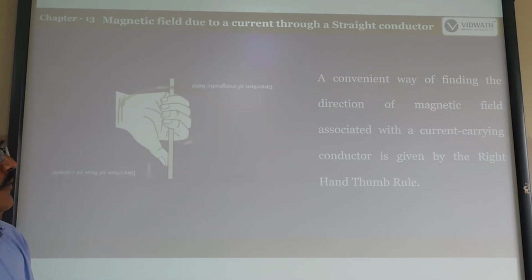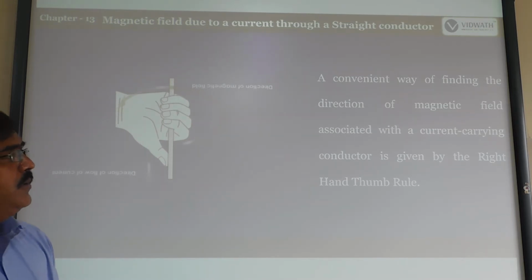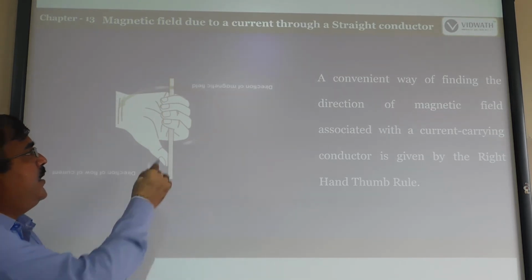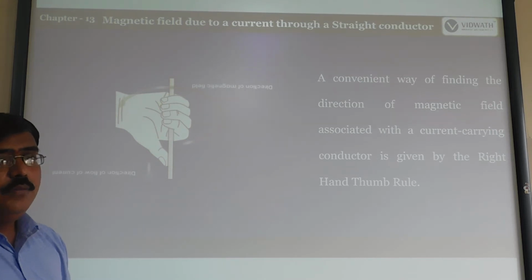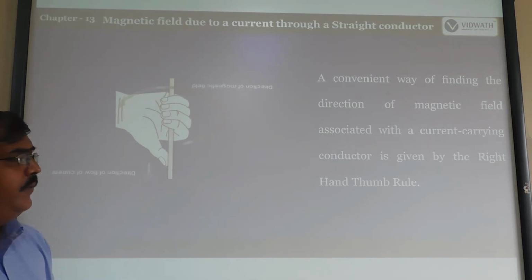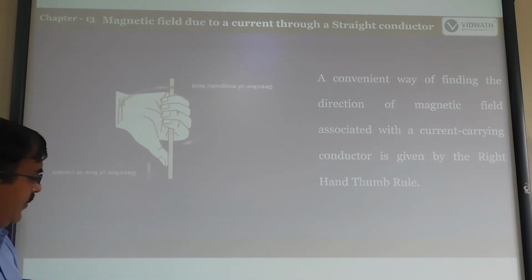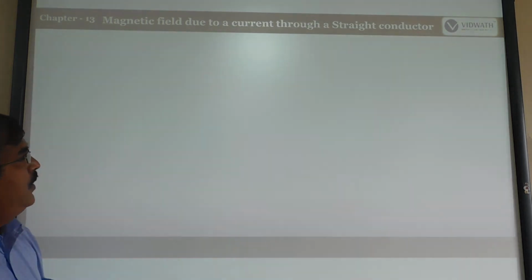A convenient way of finding the direction of the magnetic field associated with a current carrying conductor is given by the right hand thumb rule. So what is this called? The right hand thumb rule. It is used for finding the direction of the magnetic field. Which direction the magnetic field is produced in can be easily observed from this figure, or figured out using the right hand thumb rule.